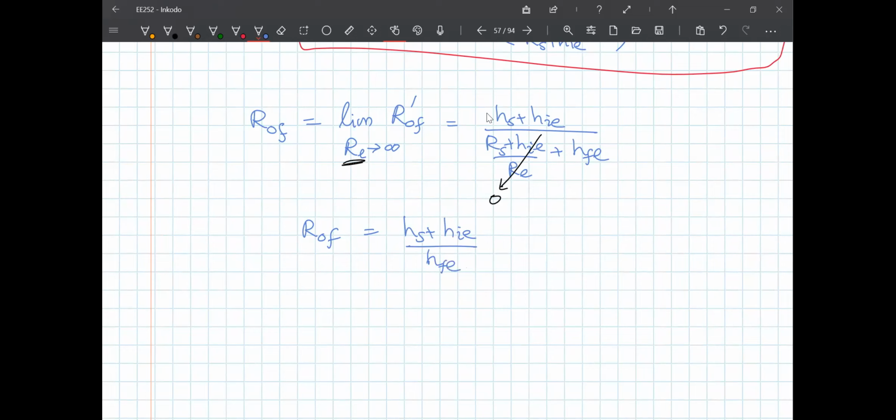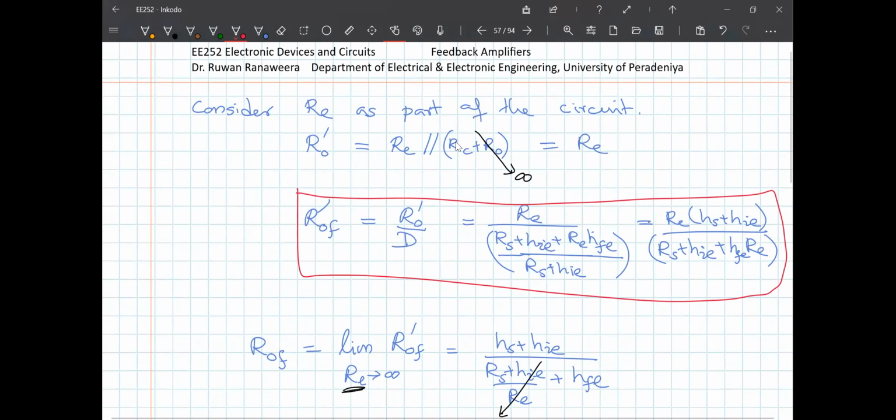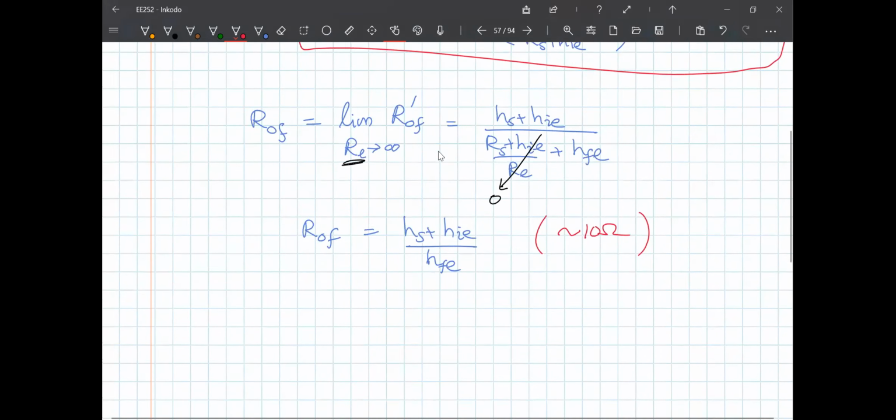Now what can you say about this? With feedback, what are Rs and HIE? These two together will be in the range of kilo ohms, right? So this will be like in the range of kilo ohms divided by 100. So if this was 1 kilo ohm divided by 100, it will be in ohms, like maybe less than 10 ohms or something. It will be in the order of 10 ohms or something, very small compared to this value.